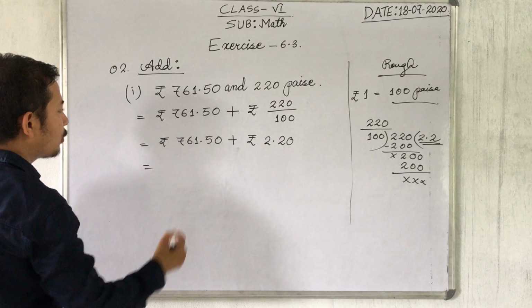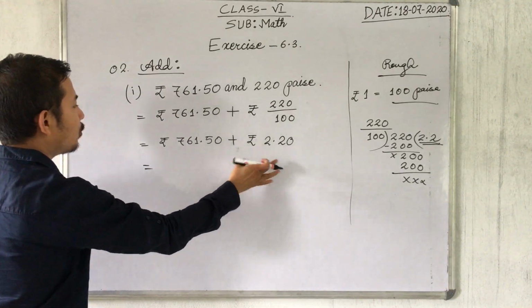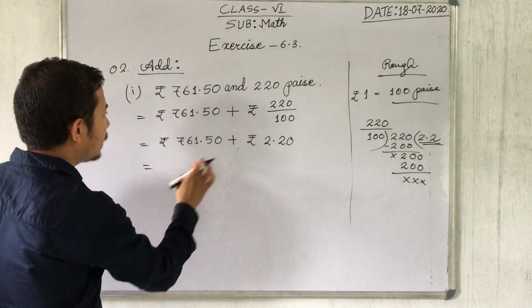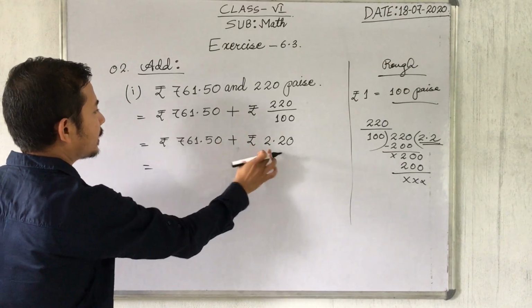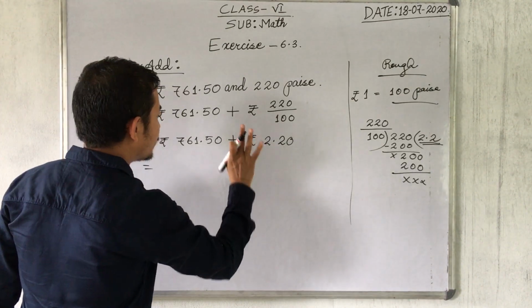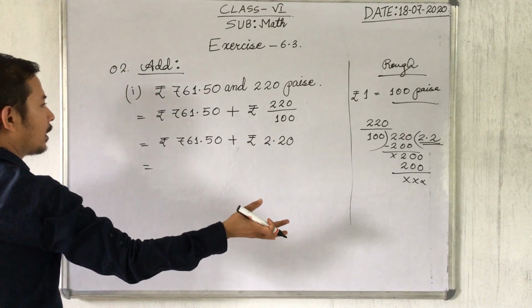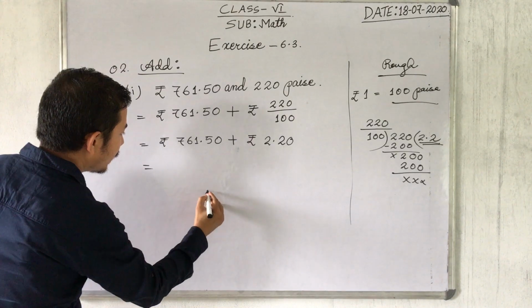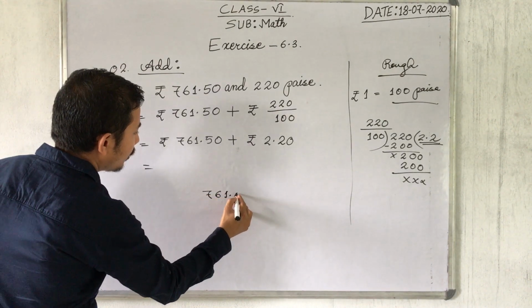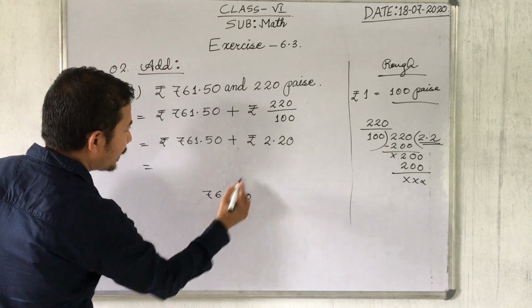Okay, so what will we do? We have converted this 220 paise into rupees now. There is 761.50 rupees and there is 2.20 rupees, and we have converted it. Now if we add 761.50 and 2.20, what will it be?